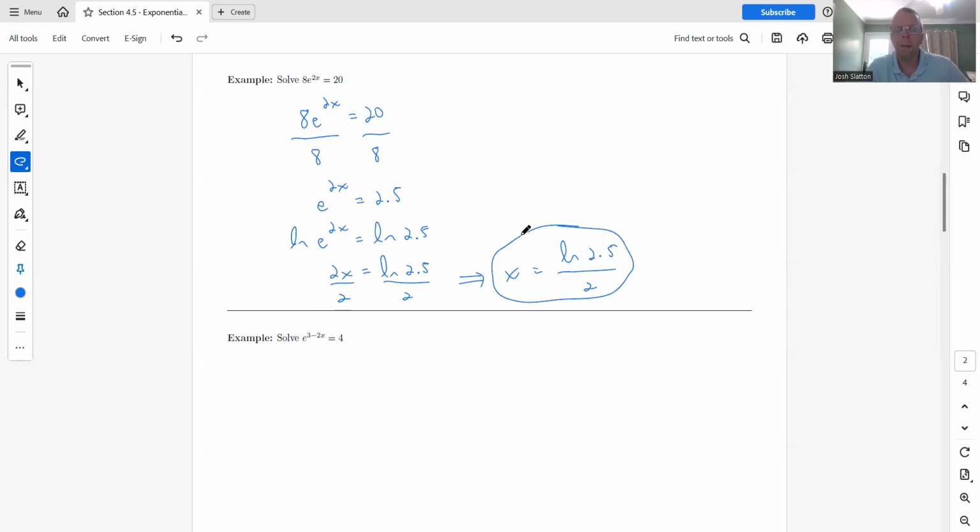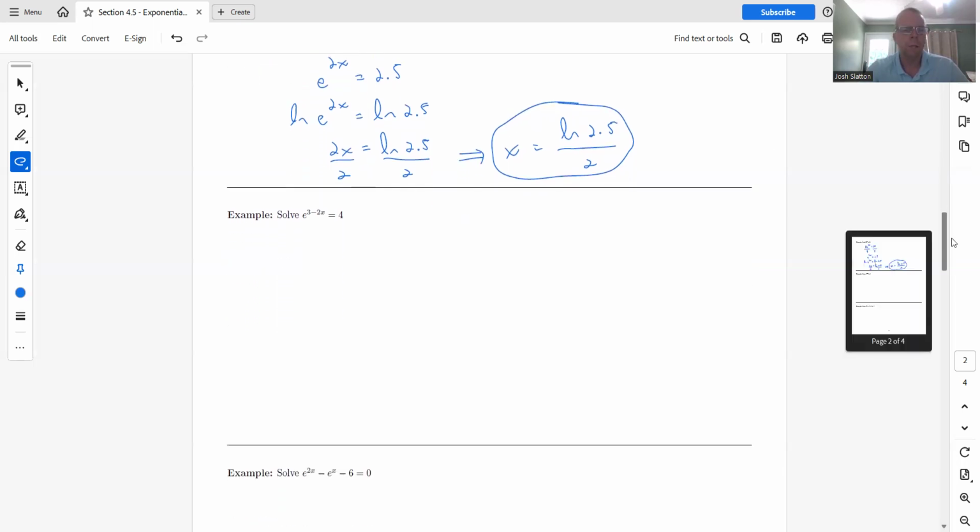Now, this is the same thing as converting this to a log equation, you just end up there. But sometimes it's not obvious or convenient to just convert it to a log equation. It's easier or makes more sense to take the log of both sides.